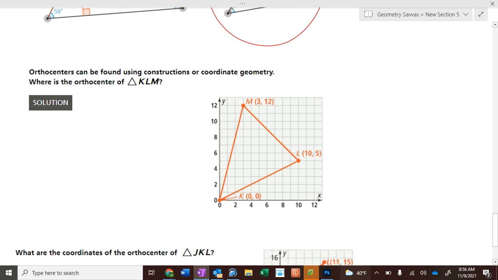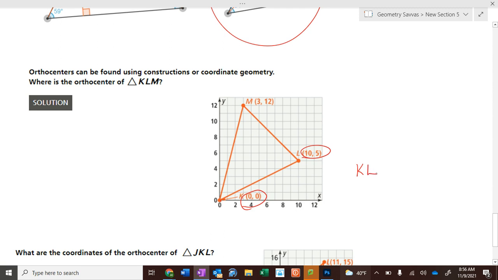Orthocenters. How do we find the orthocenter? Well, we have to draw the altitude. So to draw an altitude, we have to figure out what the slope of the opposite line is. This is the hardest part of the chapter right here: we got to figure out what the slope of the opposite line is and draw a perpendicular to that. So from (0, 0) to (10, 5), what's the slope going to be? What's my rise from (0, 0) to (10, 5)?